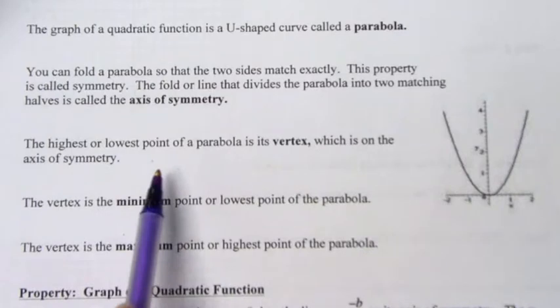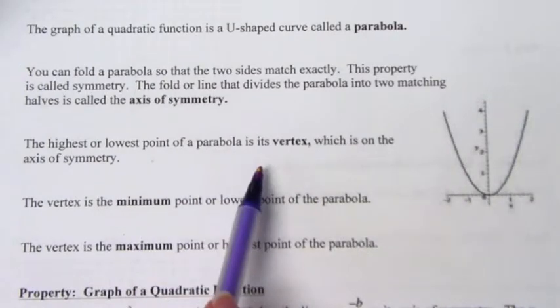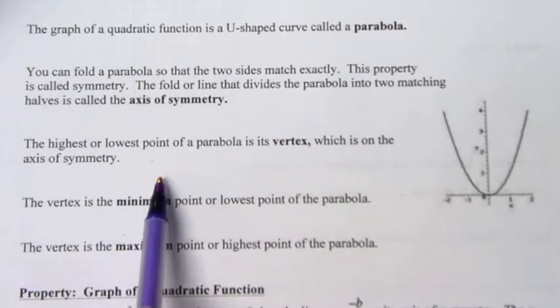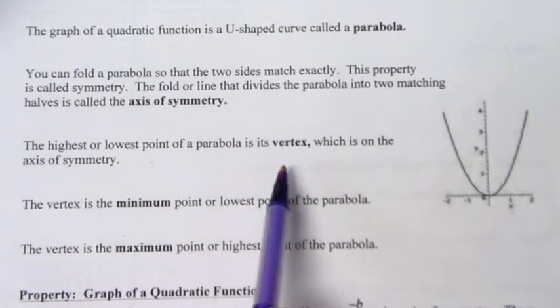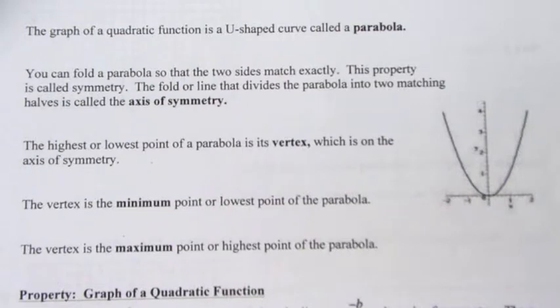The highest or lowest point of a parabola is its vertex, which is on the axis of symmetry. And a vertex can either be a minimum or a maximum. This one, for instance, is a minimum. What would a maximum look like? It'd be like the arch, right?